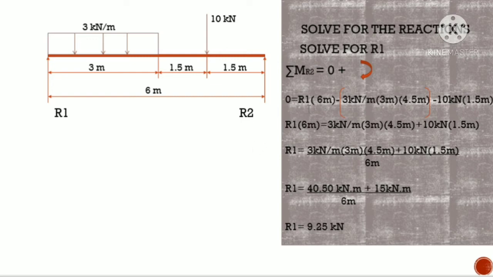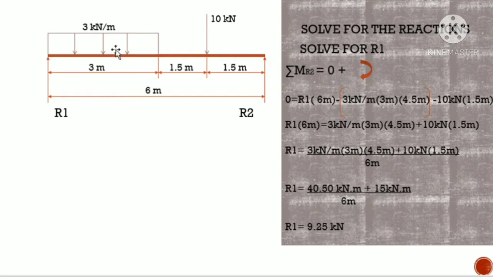So, 0 is equal to R1. Si R1 times the perpendicular distance, which is 6 meters from R2. Kasi si moment is force times the distance, diba, ang equation. Positive siya because ang direction niya is clockwise. And then, minus 3 kilonewton, negative siya kasi counterclockwise ang direction.